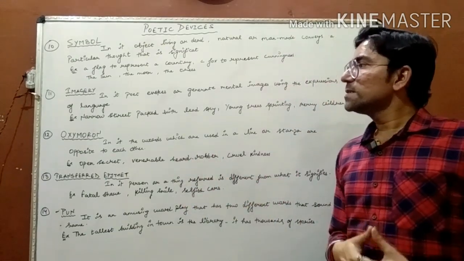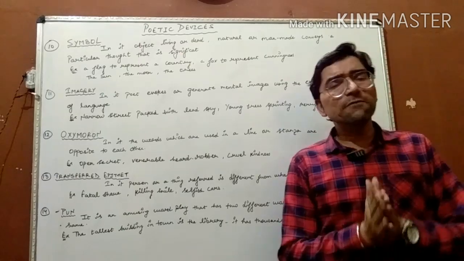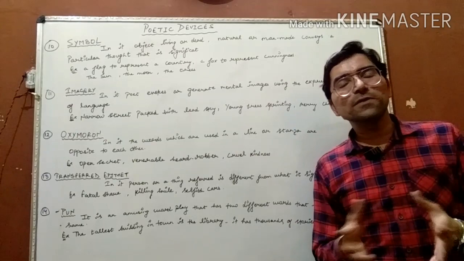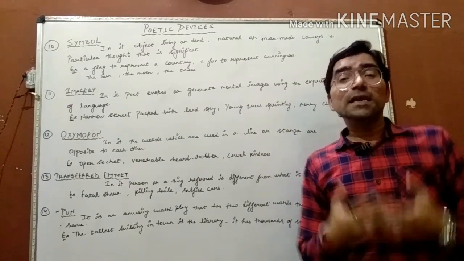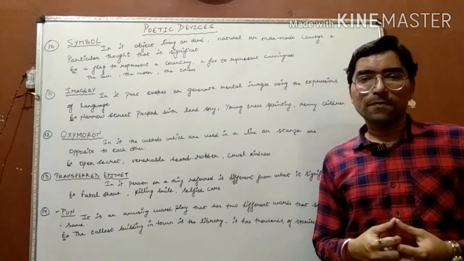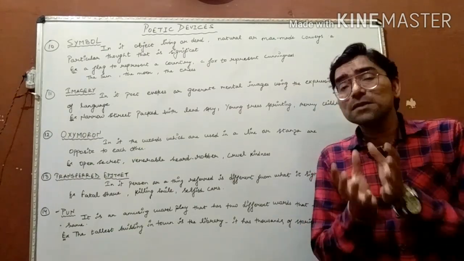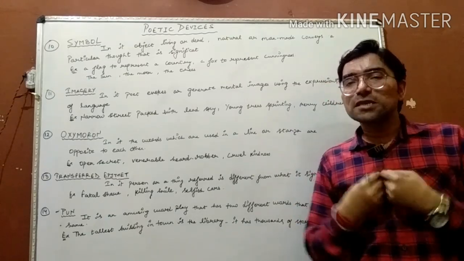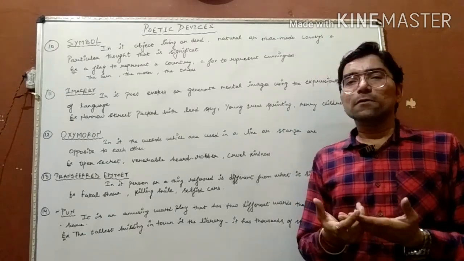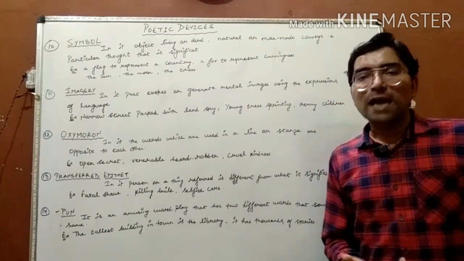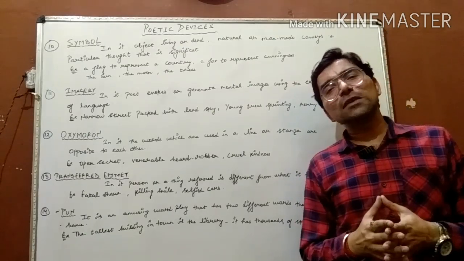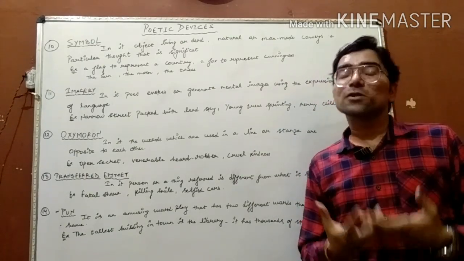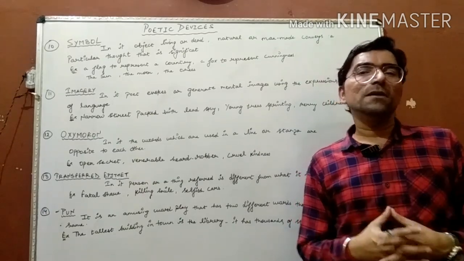The next poetic device is imagery. In it, the poet evokes or generates an image in the mind of the reader. And how does a poet generate an image in the mind of the reader without showing any picture? Just by using expressions of language, a poet or a writer evokes or generates images in the minds of the readers.